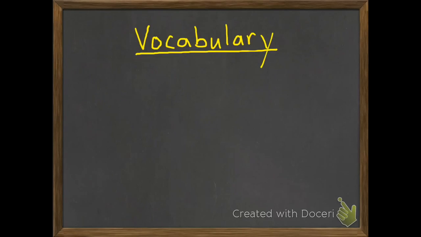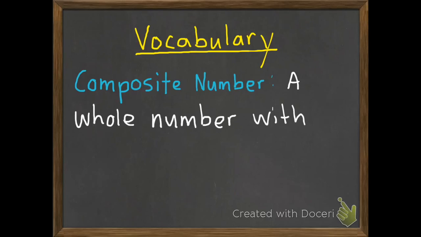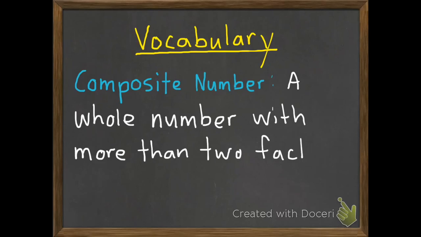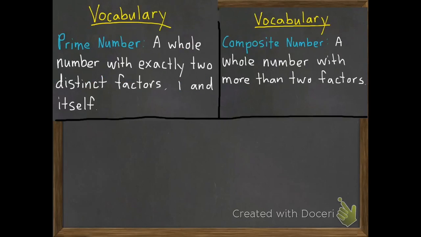Our second vocabulary word is composite numbers, which are whole numbers with more than two factors. It's pretty easy. If I put both of these vocabulary words up here at the top, we're going to look through the first five numbers, 1, 2, 3, 4, and 5, and decide if they are prime or composite. And I'm actually going to go backwards. I'm going to start with 5.